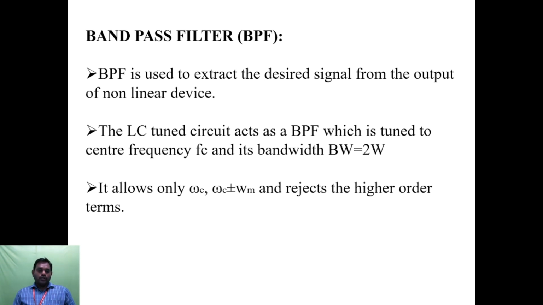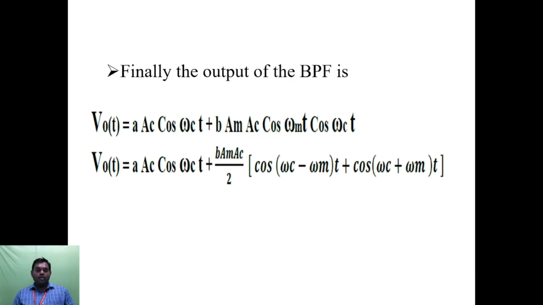2W. It allows only omega c plus or minus omega m and rejects the higher order terms. This is the band pass filter. Finally, the output of the band pass filter is Vo of t is equal to A Ac cos omega c t plus B Am Ac cos omega m t cos omega c t.